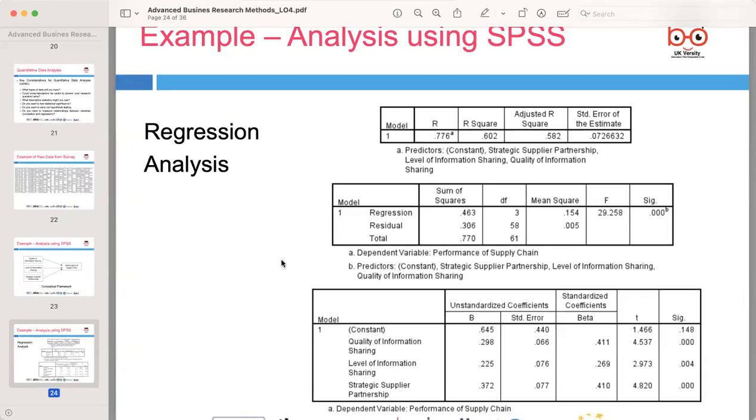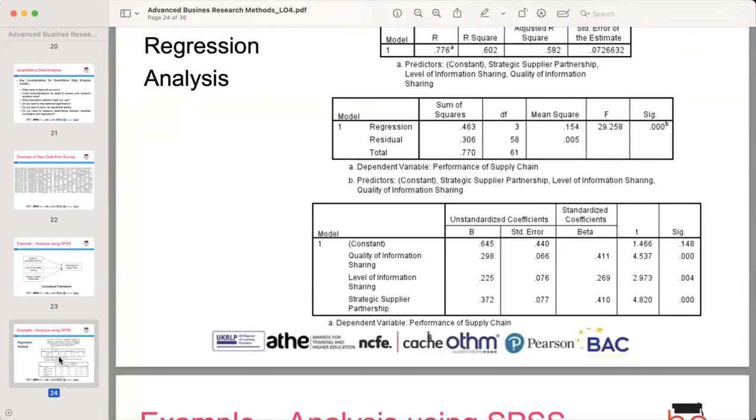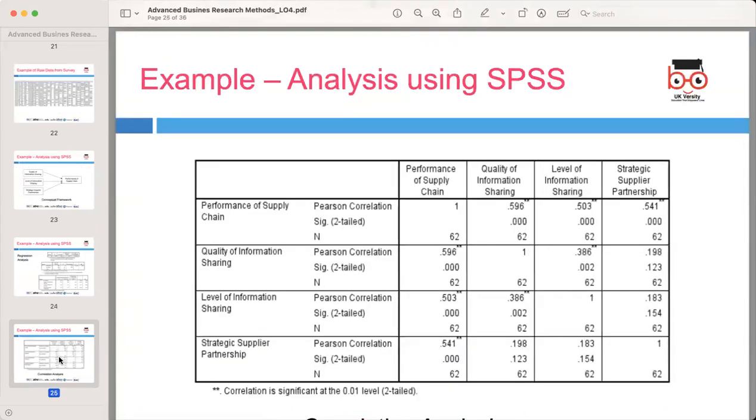So here, as I explained, correlation and regression are two statistical techniques. So here is an example of regression analysis, which helps us understand how one variable, which is the independent variable, affects another, which can be the dependent variable. So analysis using SPSS.